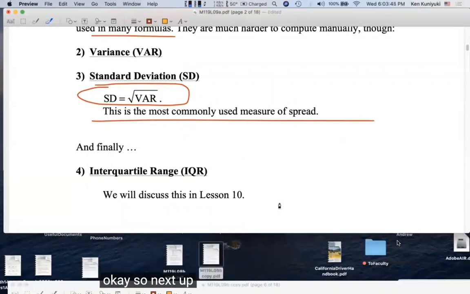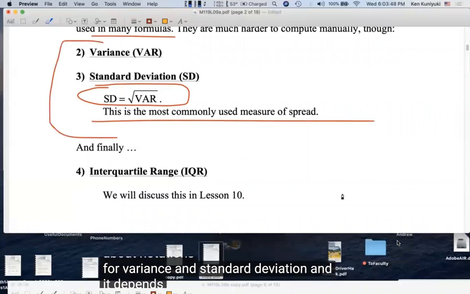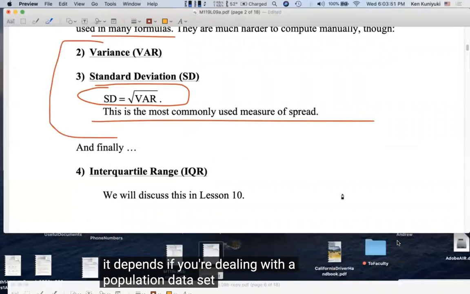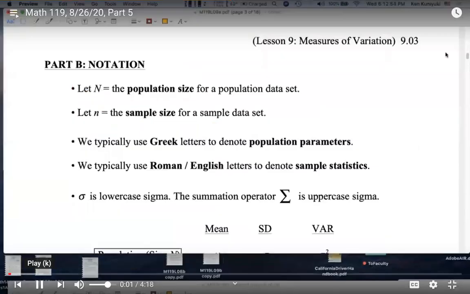Okay, so next up, we're going to talk about notations for variance and standard deviation. And it depends if you're dealing with a population data set or a sample data set. Okay, any questions before we go on to the notation and calculations?